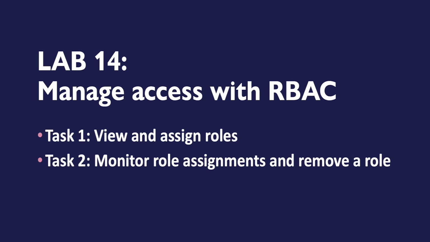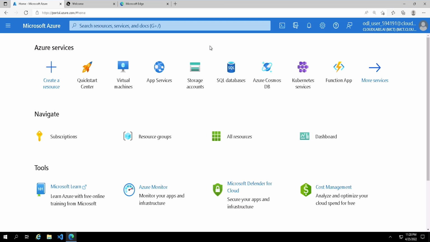In this lab exercise, we are going to manage access with role-based access control. In the first step, we are going to view and assign roles. And in the second task, we are going to monitor role assignments and remove a role. So let's go and do that. To view and assign roles, you can assign it at a resource group level, a resource level, or a subscription level. So let's go to a resource group now.